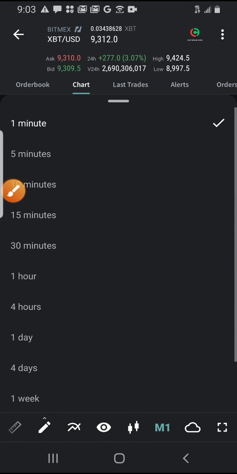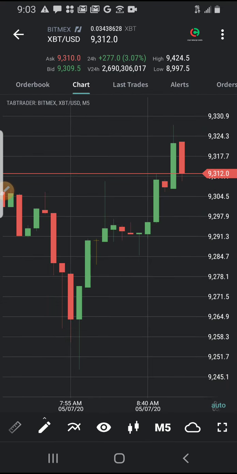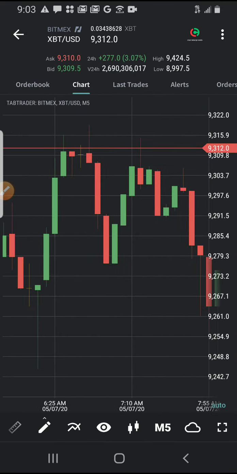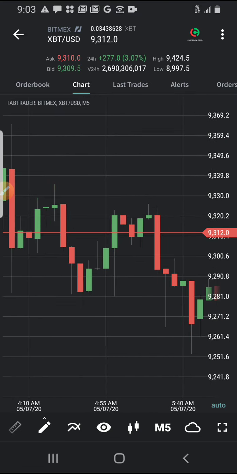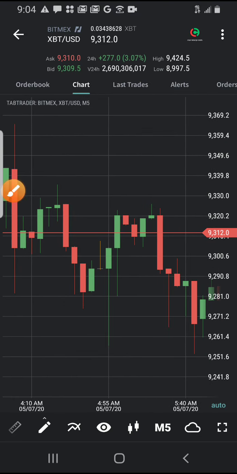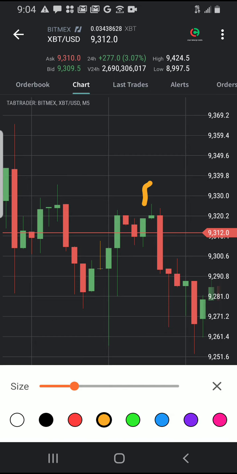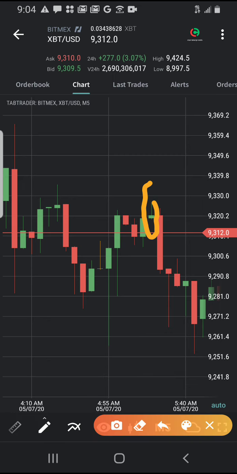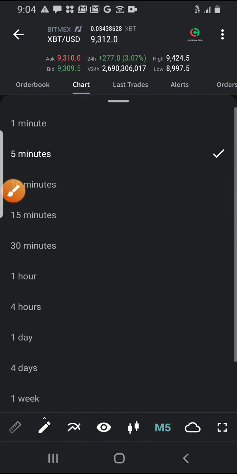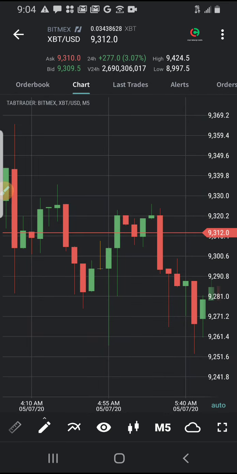You can also see it on M5. And if we look, we see when the shooting star formed here and suggests price reversal. So regardless of the time frame, the patterns and the candles form. It's just that if you are on 5 minutes, it's telling you that each of these candles opens and closes within 5 minutes and nothing more.